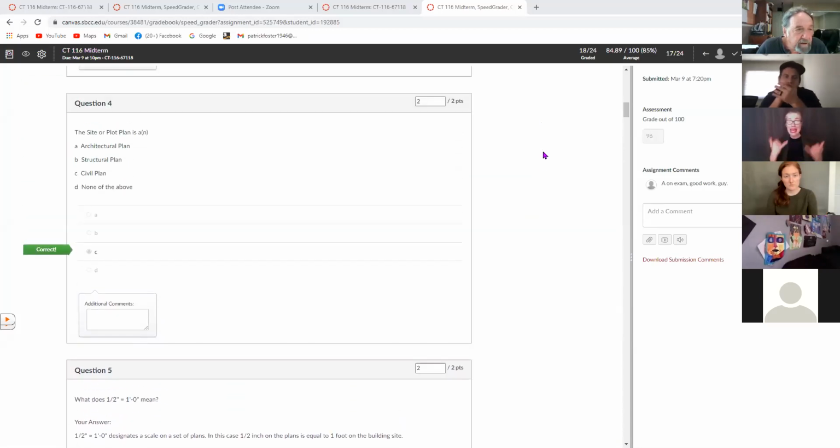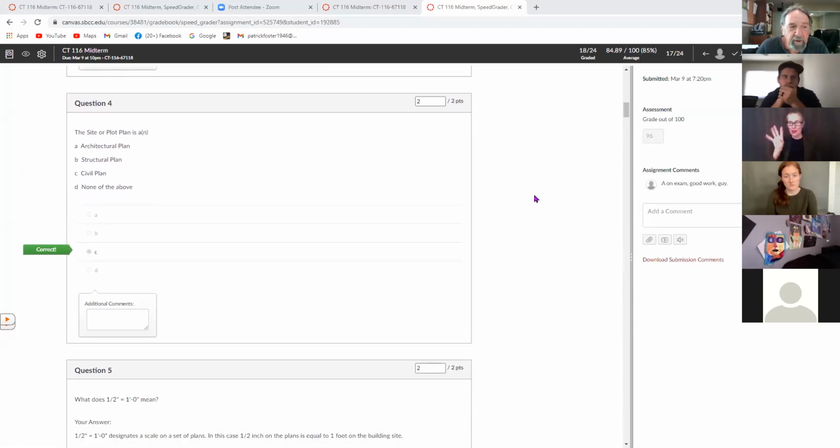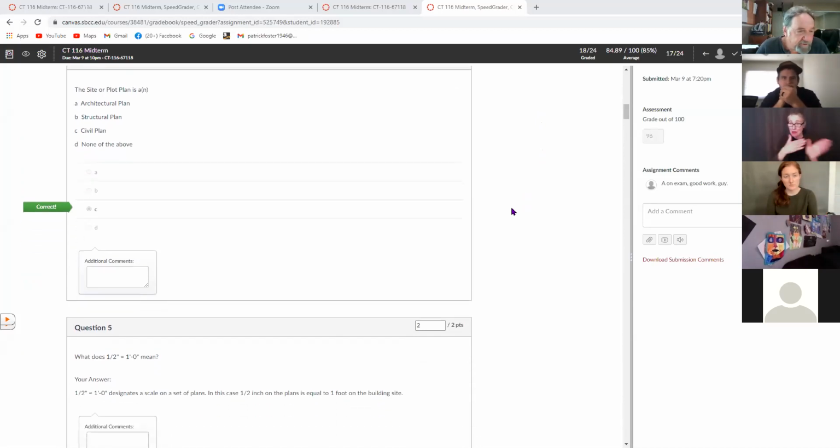Number 4. So site or plot plan is a civil plan. That's just all there is to it.